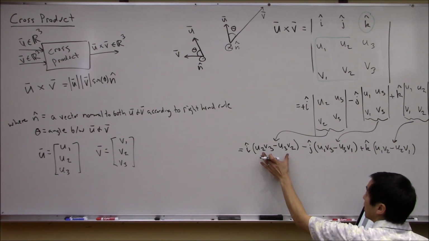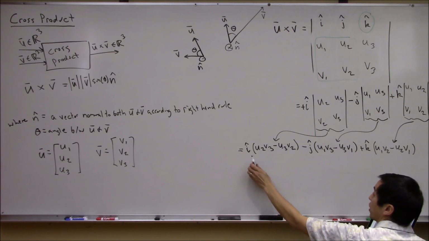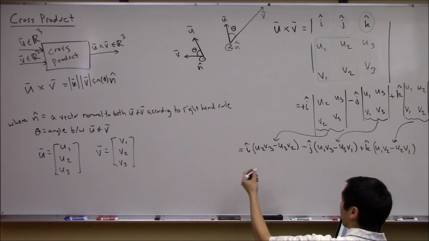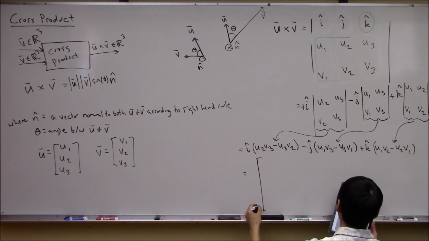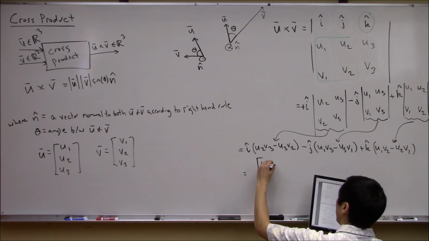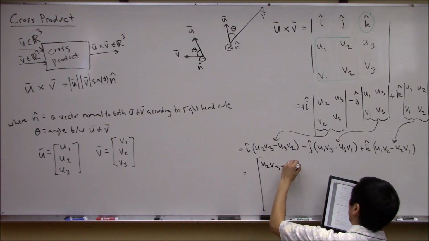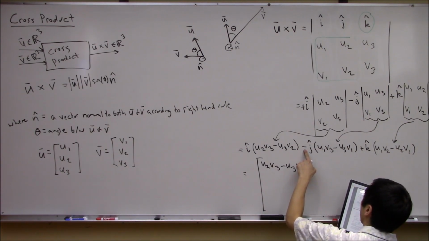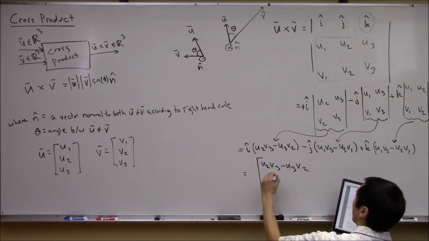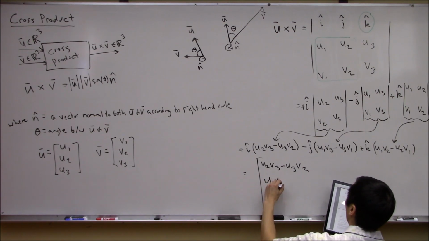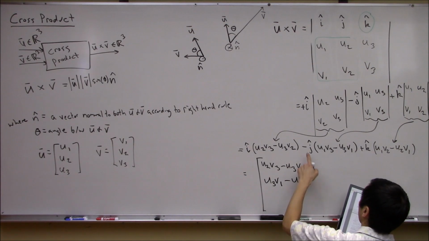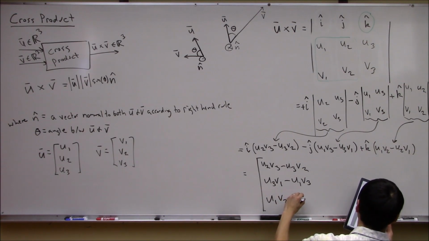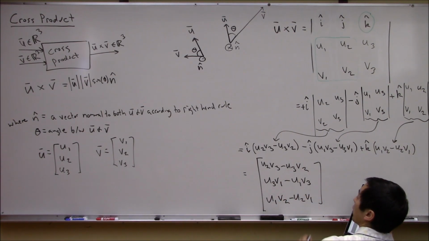Okay, so here we go. Here's the x component, the y component, the z component, right? Or the i hat, j hat, k hat components. So if you want to write this as a 3 by 1 vector, you're more than welcome to. You can write this as U2 V3 minus U3 V2, and then you've got to be real careful about this minus sign. This now has to be U3 V1 minus U1 V3, and then the last one is U1 V2 minus U2 V1.